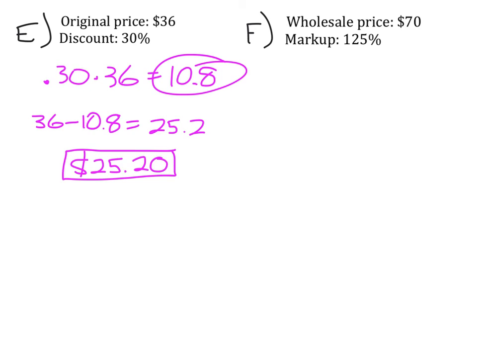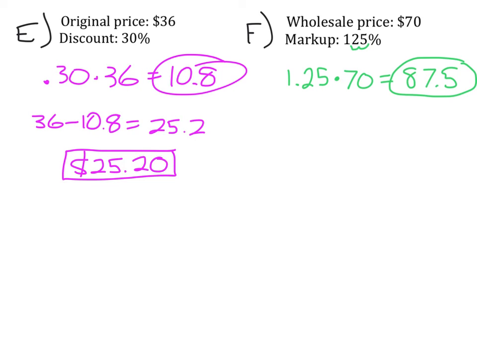In example F here, we actually have a markup. So the price is going to increase by 125%. Now, this looks weird because we're used to seeing percents that are smaller than 100, but we can still do the math here. We do it the same way. We're just going to move the decimal over 2 places. Remember, it's always 2 places. So to do this multiplication, it's going to be 1.25, that's 125% written as a decimal, times 70. And that gives us 87.5. So this number in this problem is the markup.